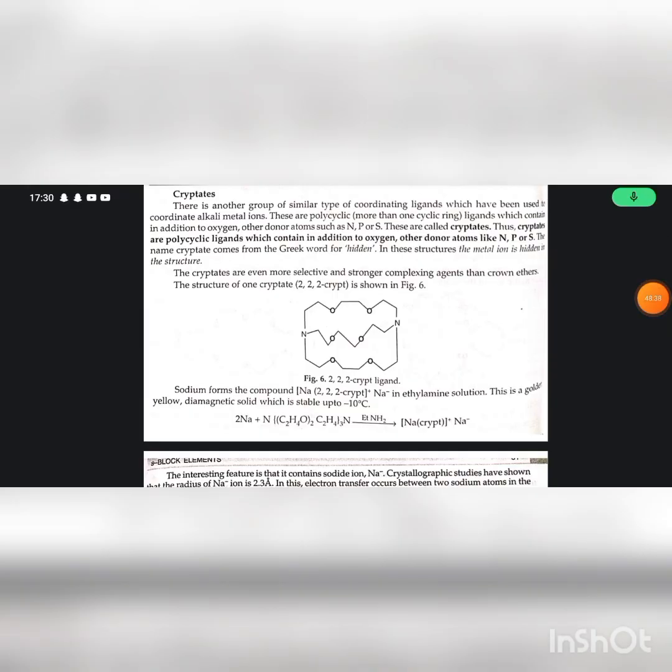Sodium forms the compound [Na(2.2.2 crypt)]+ Na- in ethylamine solution. This is a golden yellow diamagnetic solid which is stable up to minus 10 degrees Celsius. 2Na + N(C2H4OC2H4OC2H4O)3 (C2H4)3 gives [Na crypt]+ Na-. The interesting feature is that it contains the sodide ion, Na-.